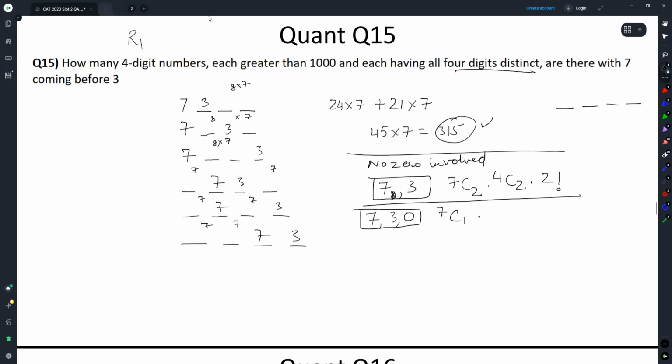Now, first I will fix 0 somewhere in the later portions. So 3C1. Now out of the remaining 3 spots, select 2 spots for 7 and 3, 3C2, the last digit, whatever is remaining, it will go there. This will give me 7C2 is 21 into 6 into 2. This is 21 into 3. Again, this is turning into 21 into 15, which is 315.